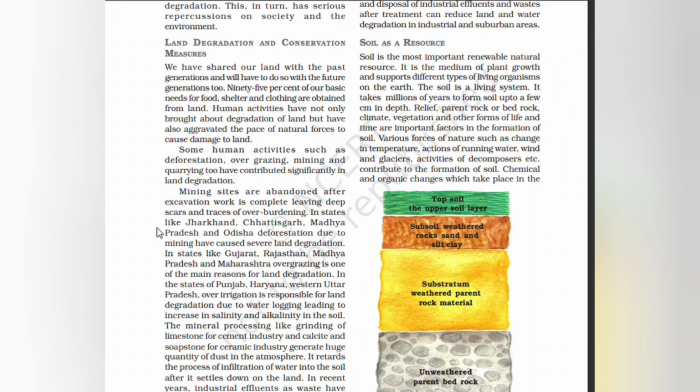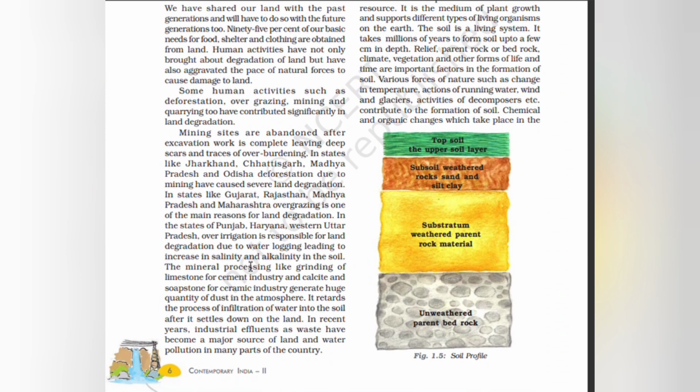Mining sites are abandoned after excavation work is complete, leaving deep scars and traces of overburdening. In states like Jharkhand, Chhattisgarh, Madhya Pradesh, and Odisha, deforestation due to mining has caused severe land degradation. In states like Gujarat, Rajasthan, Madhya Pradesh, Maharashtra, overgrazing is one of the main reasons for land degradation. In the states of Punjab, Haryana, Western Uttar Pradesh, over-irrigation is responsible for land degradation due to waterlogging leading to increase in salinity and alkalinity in the soil.